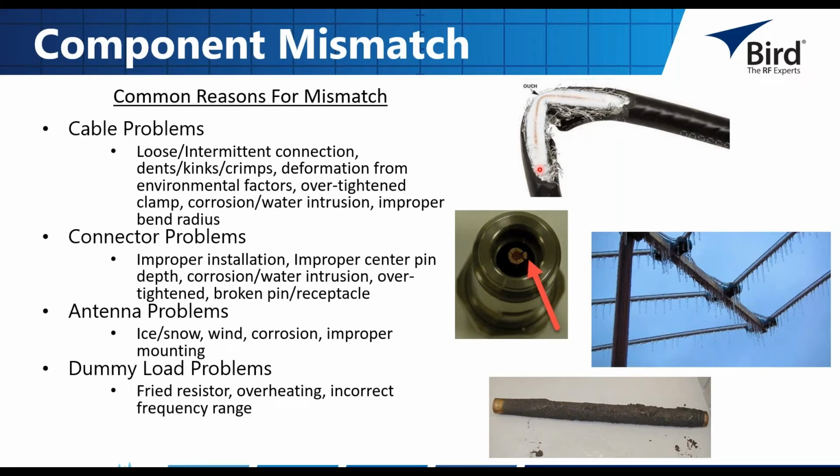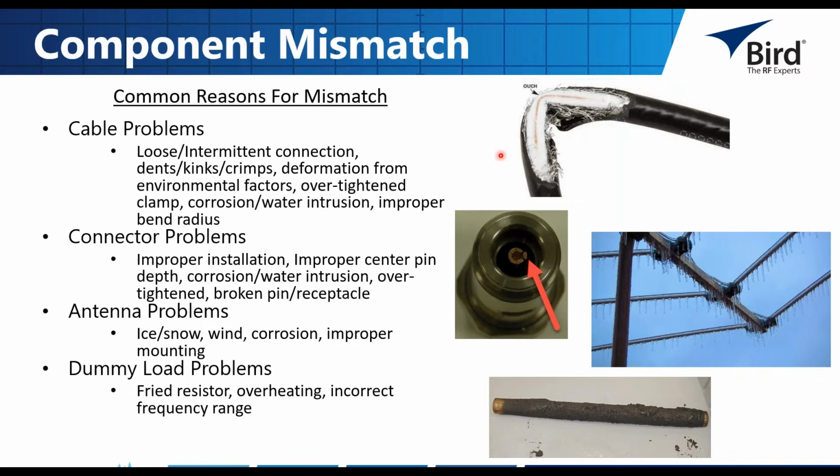Over time, connectors and cables are going to be exposed to different environmental factors. This can lead to things like corrosion and water intrusion, and the actual jacket getting a little bit funky and being hard to keep a good seal and protection of the outer conductors. We'll also see improper bend radius, if someone's trying to make a real tight turn.